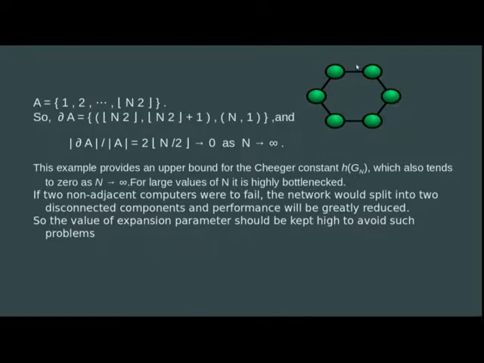Now take a situation where two non-adjacent systems are broken. Say the top one and the bottom one, then the system will become highly disconnected and the performance will be reduced greatly. So the value of the expansion parameter should be kept high to avoid such problems. This is one of the applications of expanders, and there are many other applications in the real world.